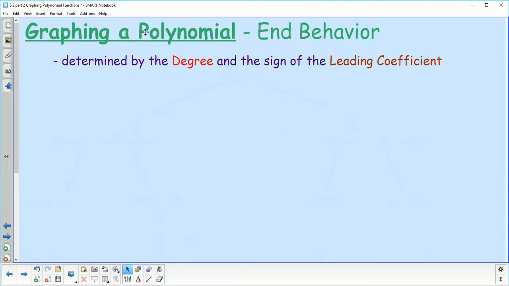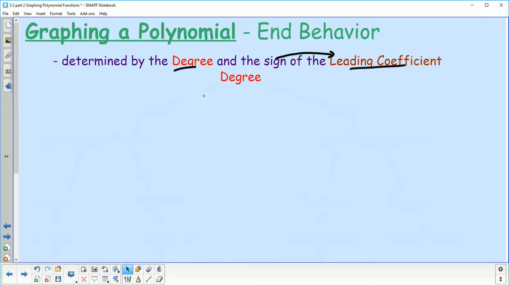Okay, so to do the end behavior, what we really care about is the degree, and you notice I put that in red, and the leading coefficient in kind of that rusty brown color. So we need to know more about the leading coefficient. Actually, it is going to be the sign of the leading coefficient. Okay, so the degree, remember, is your highest power, whatever the largest exponent is. We don't care about all of them, we only care about the largest one. So we're going to look at that degree.